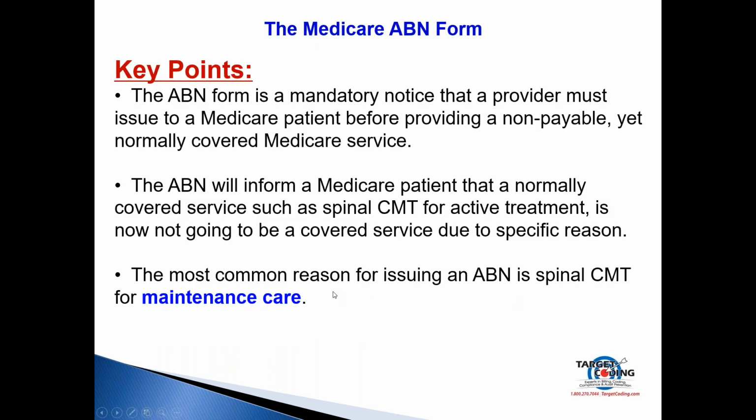So the ABN form is a mandatory notice that you must provide to a patient before providing a normally covered service. This informs the patient that this normally covered service, like spinal manipulation, is now not going to be covered. The most common reason is maintenance care. So if your Medicare patients never get to the point where they get to maintenance care, then you don't need to use an ABN form. You have to still be enrolled, but you just don't need to use an ABN form, because if you've been treating the patient for active treatment, you submit the bills and you get paid.